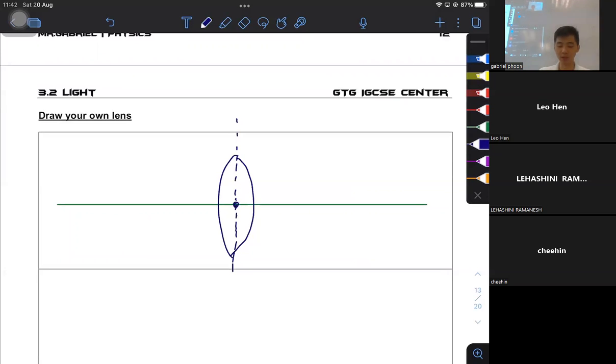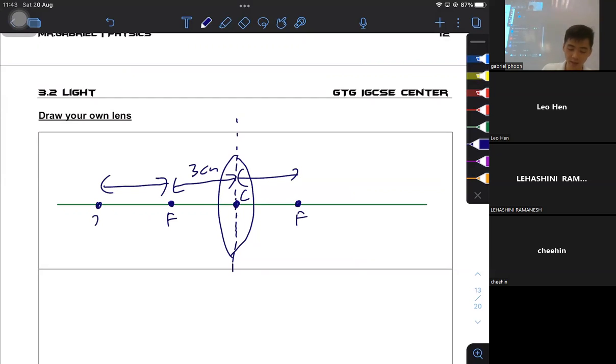From here, you're supposed to label this as your optical center, right? And I want you to measure exactly 3 cm away. You don't have to include this double arrow. It's just for you to do it yourself. Measure exactly 3 cm away and write this as your focal point here, right? Then measure another 3 cm away and say that this is your 2F and this is yet again another 3 cm away and this is your 2F here.